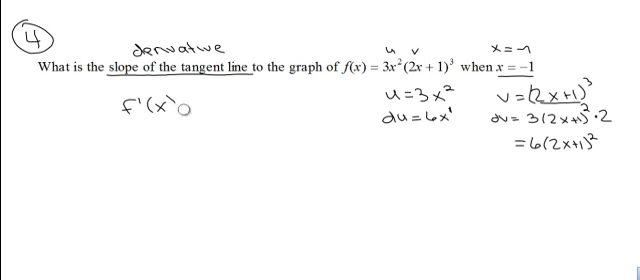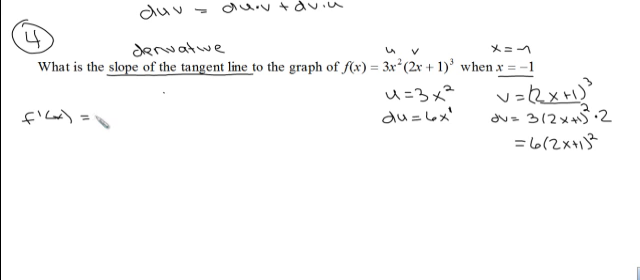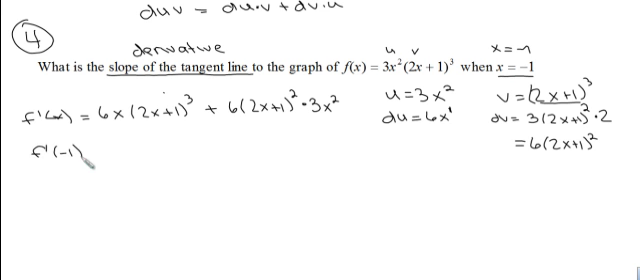So my derivative, again, remember the product rule: the derivative of u times v plus the derivative of v times u. So my derivative is going to be 6x times (2x + 1) to the third power plus 6(2x + 1) to the second power times 3x squared. Since we're trying to find it when x equals negative 1, instead of simplifying, I'm just going to go ahead and substitute.